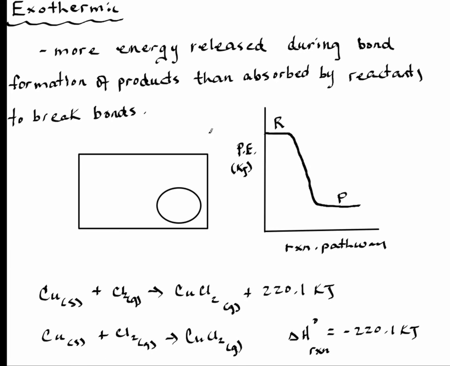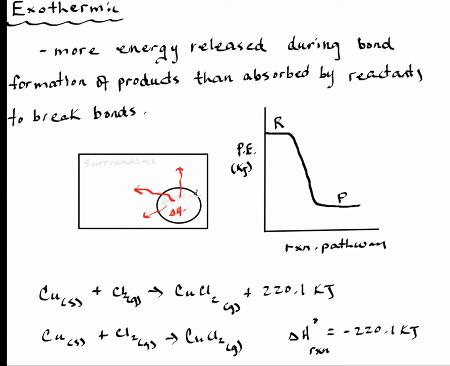Now, in terms of exothermic reactions, in this particular case, more energy is going to be released during the bond formation of the products than will be absorbed by the reactants to break the bonds. In other words, Q, heat, will be less than 0. It's going to take on a negative value. So again, if we think of our old trusted friend here, the surroundings and system, this is going to be the surroundings, and this will be my system. What's going to happen here is your delta H is going to take on a negative value because it's losing or liberating heat energy into the surroundings.